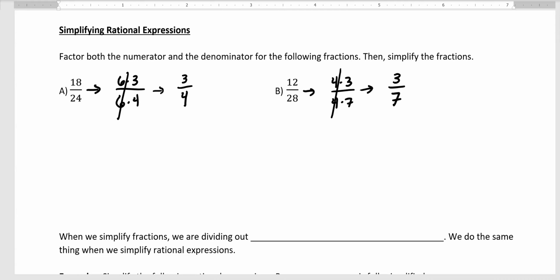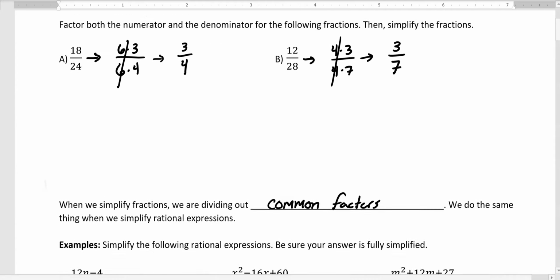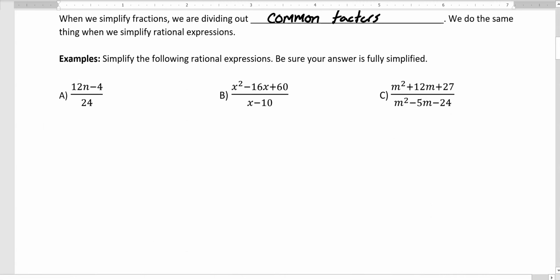So when we're simplifying fractions, we're dividing out common factors. That's all we're doing here. We're just saying what is in common to the numerator and the denominator, and then dividing them out. And we do the exact same thing when we simplify rational expressions. So let me show you what I mean here.